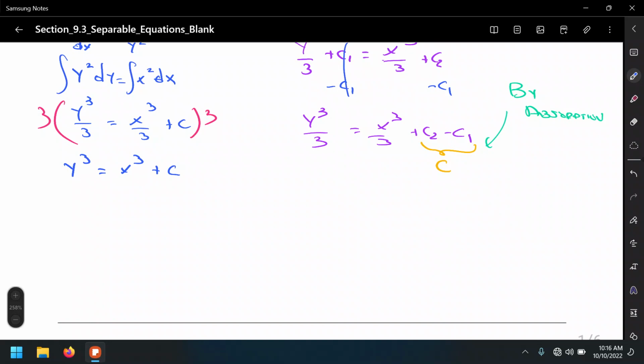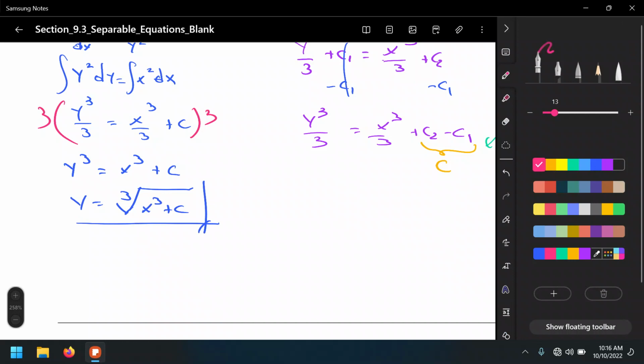So in this case, we can solve for y by taking the cube root on both sides: y equals the cube root of x cubed plus c. This is our general solution.